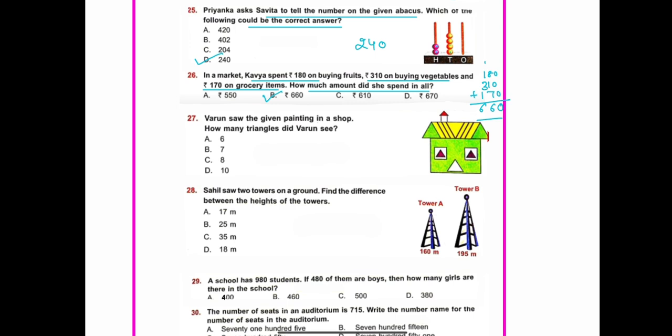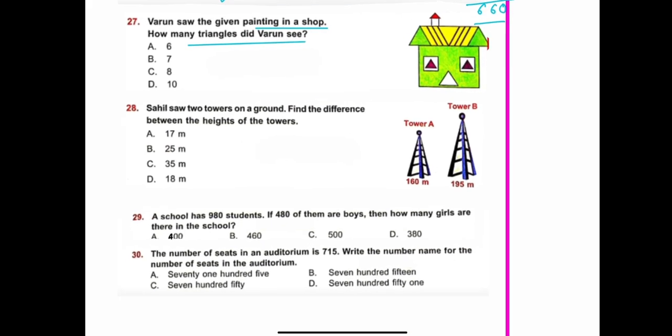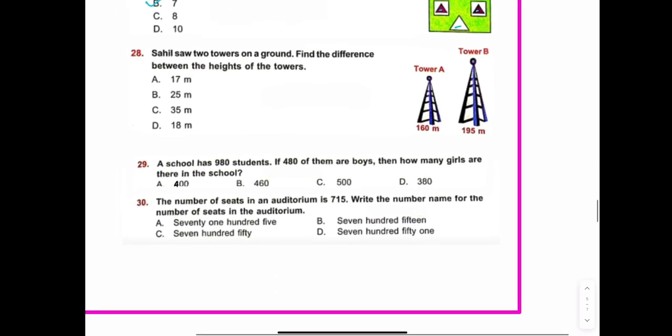so it is option B. 27. Varun saw the given painting in a shop. How many triangles did Varun see? So count the number of triangles given in the shape. Start from here, 1. Okay, then this one given is 2, 3, 4, 5, 6 and 7. Okay, so option B is correct answer.